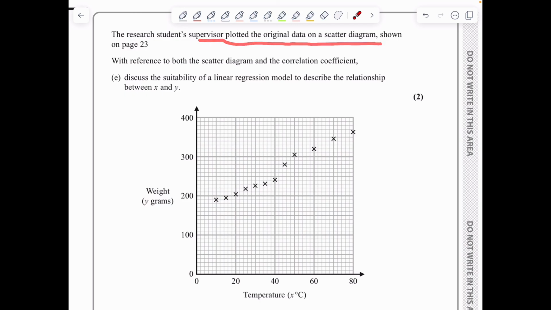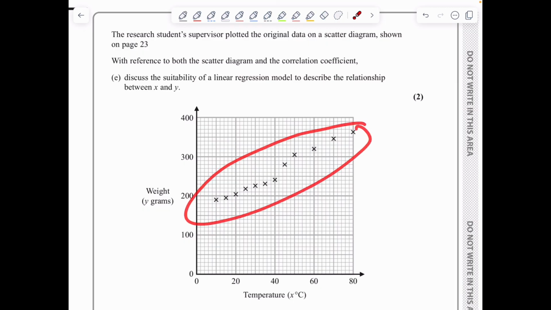And finally, we are told that the supervisor plotted the original data on the scatter diagram shown below, and with reference to both the scatter diagram and the correlation coefficient, we need to discuss the suitability of a linear regression model. So we need to assess whether fitting a straight line makes sense, and we need to make a reference both to the scatter diagram and the correlation coefficient.